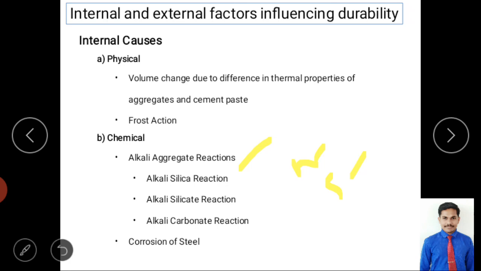Alkali carbonate reactions. Next, corrosion of the steel. It is also one of the processes, and due to this we are getting less load carrying capacity or less tension capacity of the structure. So corrosion is what? Some chemical reactions between environmental moisture and reinforcement within the concrete. So these are some examples or some parameters of internal causes for the durability, right?